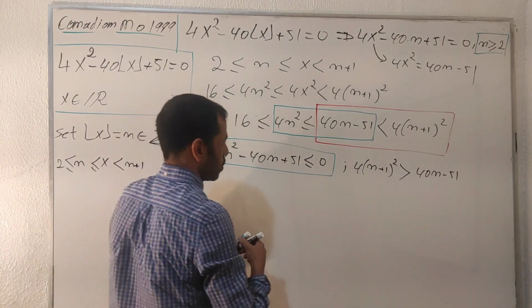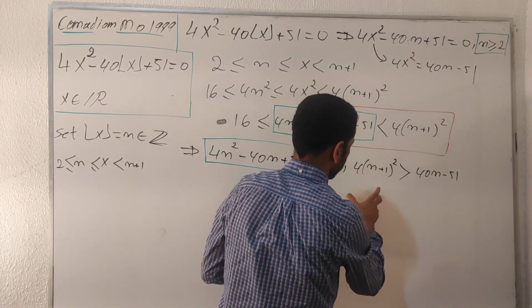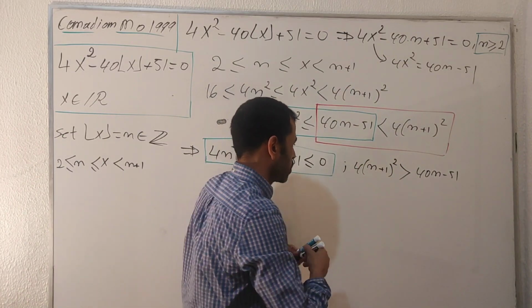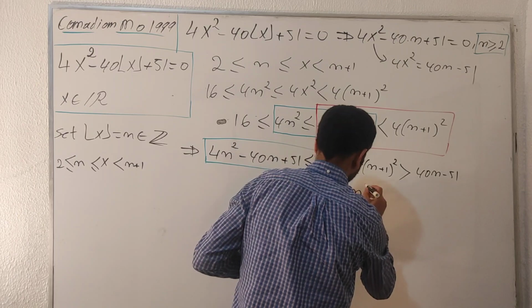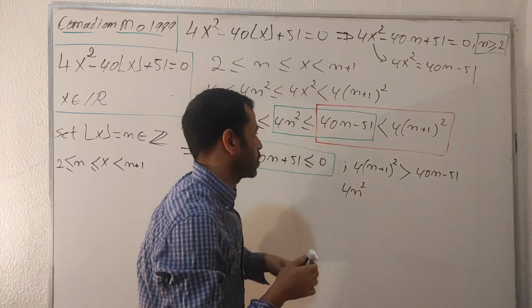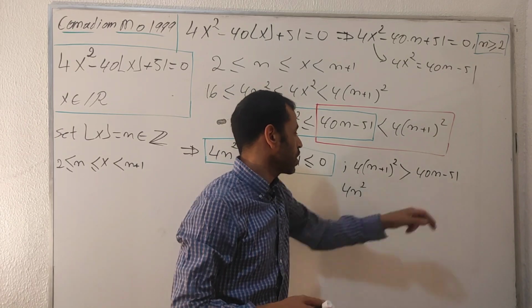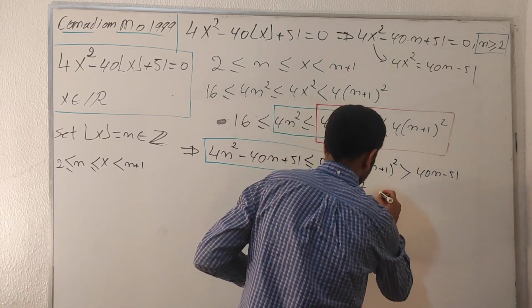After simplification, I get 4n² as the first term, then 4n² + 8n − 40n, which is −32n.